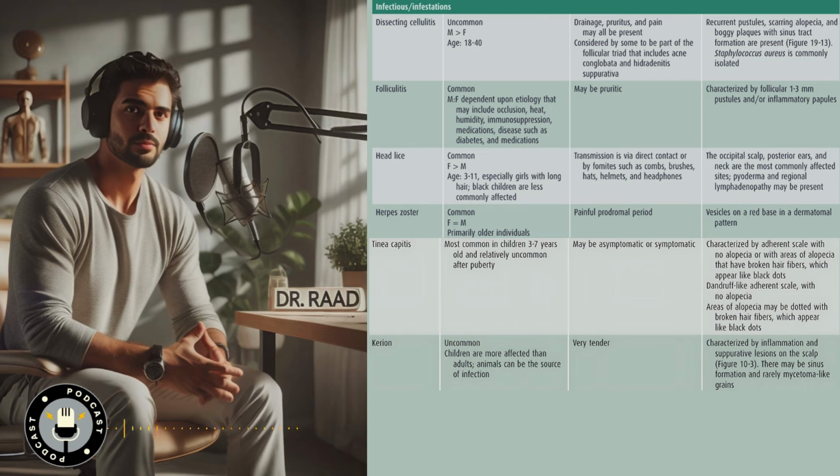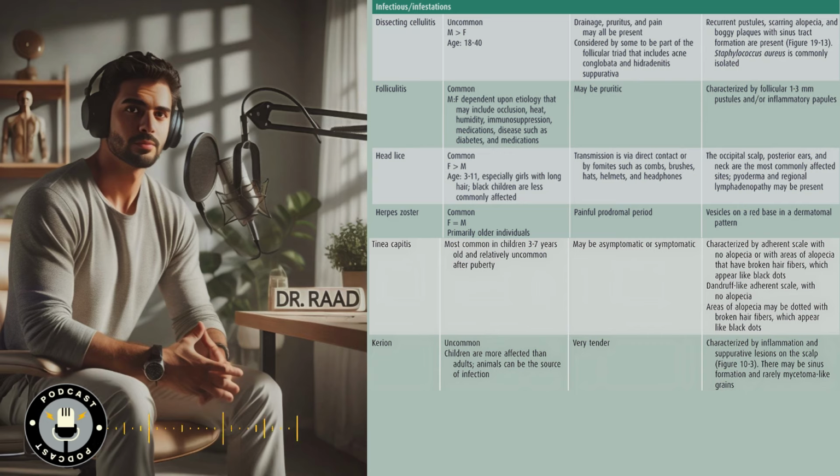Head lice. Demographics: common in kids, especially girls aged 3 to 11 with long hair, though black children are less commonly affected. How do they spread? Through direct contact or fomites. Think combs, brushes, hats, helmets, and even headphones. Often, the occipital scalp, posterior ears, and neck get hit hard. In some cases, you might also see pyoderma and regional lymphadenopathy.